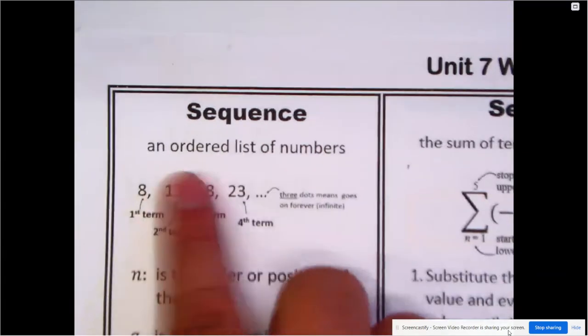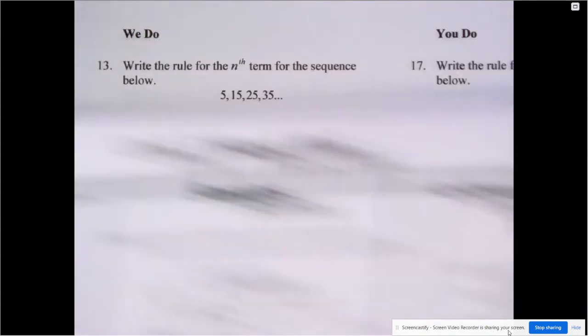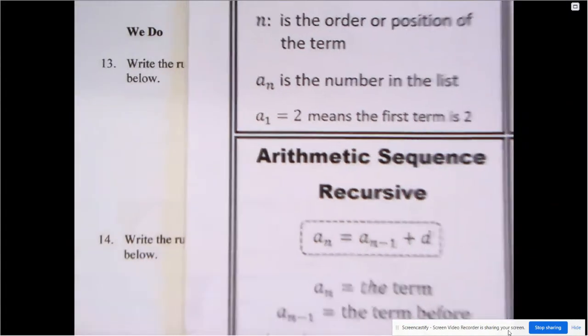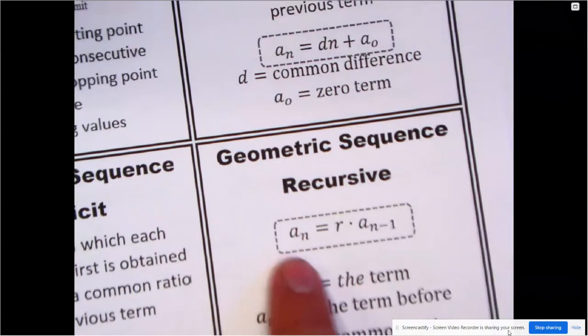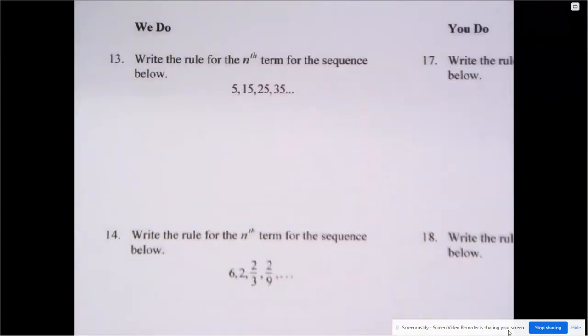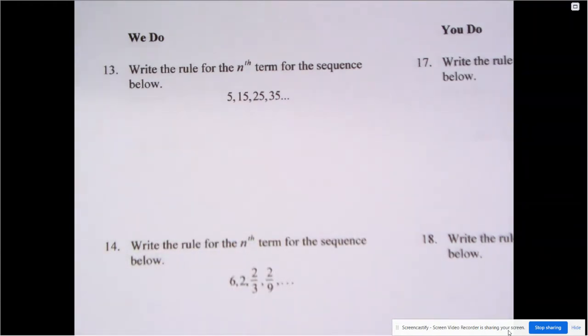Now, a sequence is just an ordered list of numbers, and so we always want to try to find some sort of pattern because we need to know whether it's an arithmetic sequence or a geometric sequence. There's two ways of saying it, explicit or recursive. Now, remember to tell the difference, they never said the word recursive. So if they don't mention the word recursive, then I will not be doing a recursive formula.